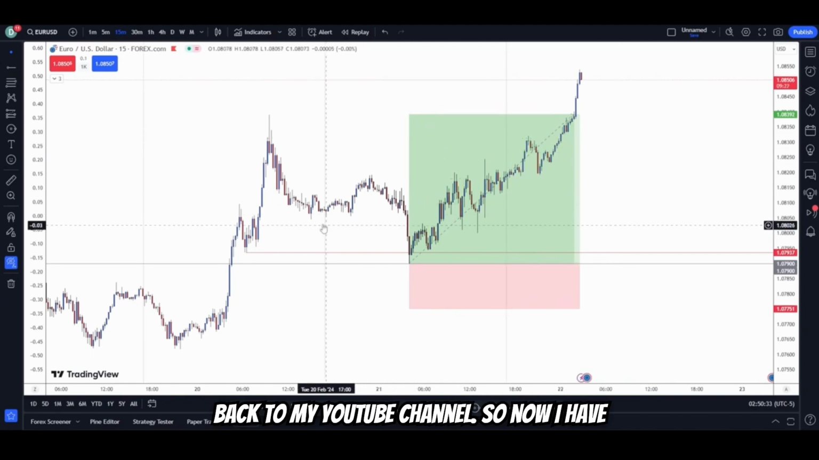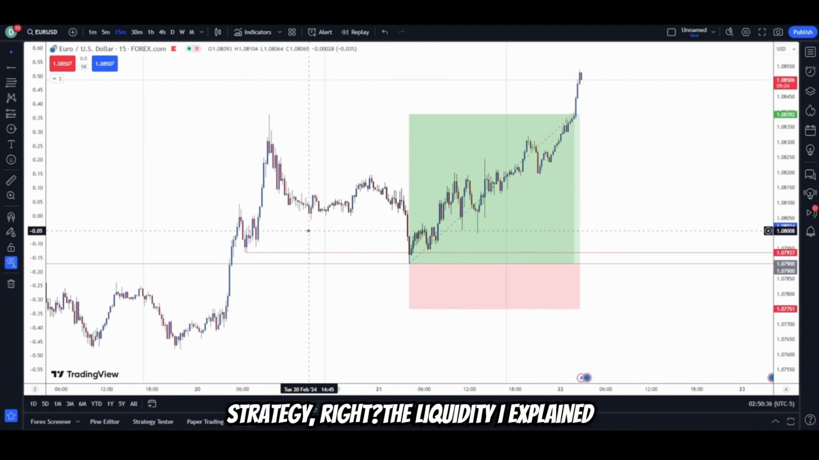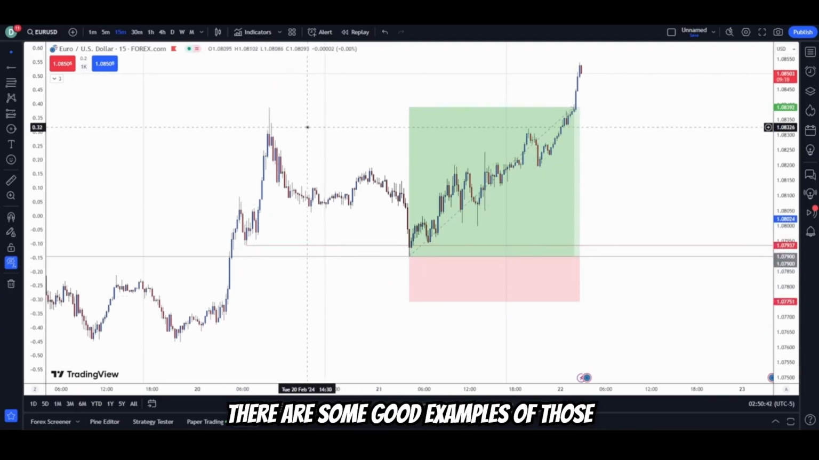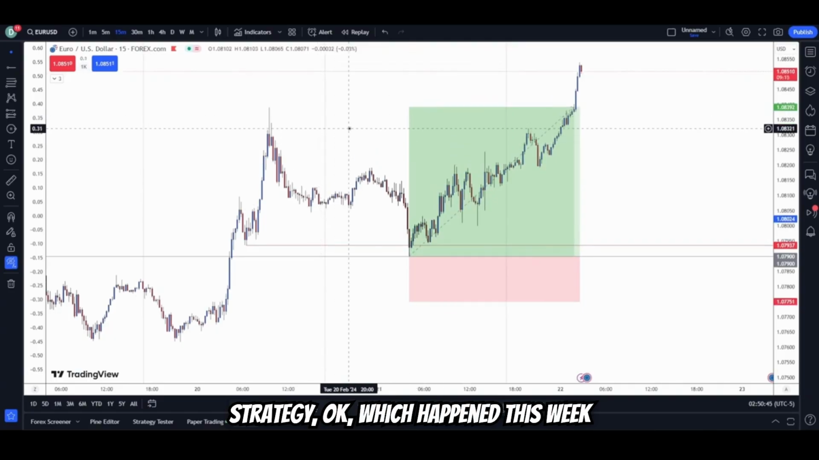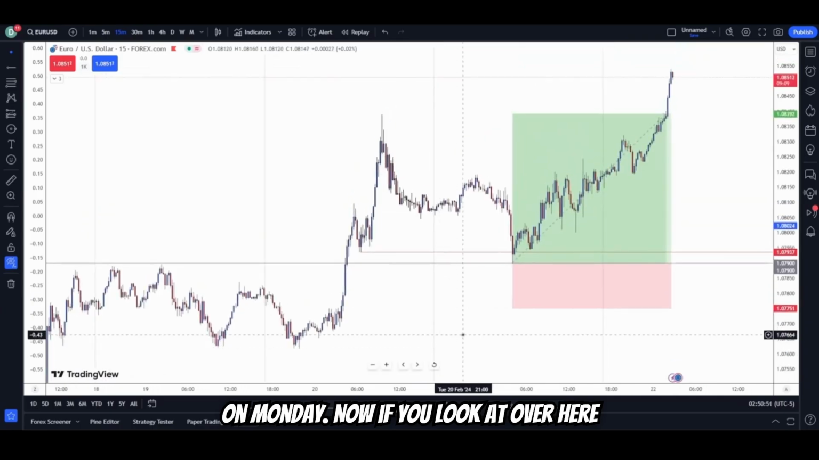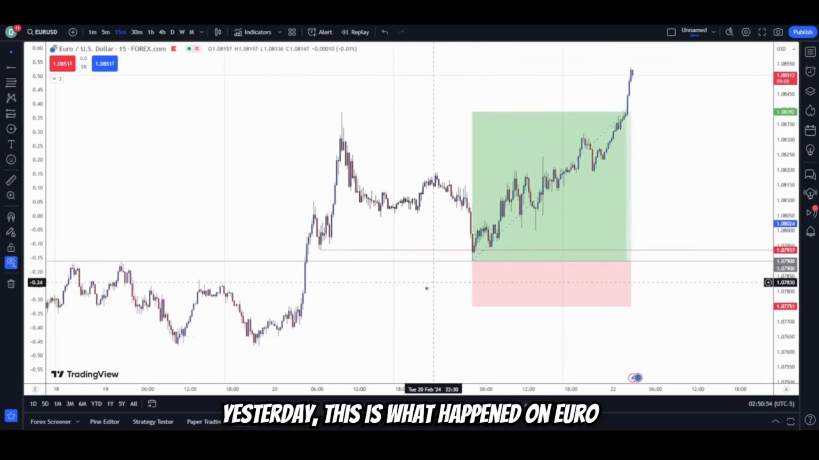So now I have taught you about the liquidity graph strategy, right? I explained the liquidity, where it is and how you can trade off it. Right over here, there are some good examples of this strategy, okay? Which happened this week, on Tuesday, Thursday, and this was Monday. Now if you look over here, yesterday, this is what happened on euro dollar.